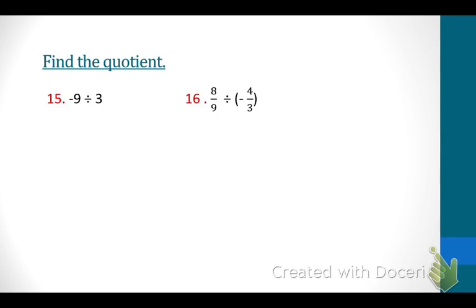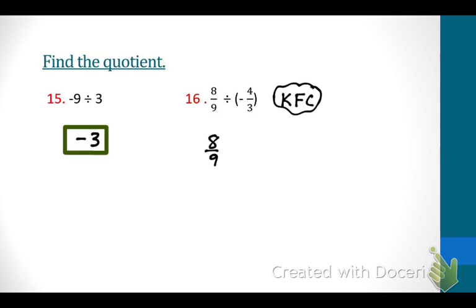Next one, Gerard, negative 9 divided by 3, what's the answer? Negative 3 is correct. Moving on to the next one. Guys, when I am dividing fractions, do I need a common denominator? No. Instead, am I allowed to divide fractions? No. Does anyone remember what method I have to use when I'm dividing fractions? KFC. Please take out your pencil and write KFC beside it. Just put a little cloud around it so you know I have to keep the first one, flip the second one, and change the operation.